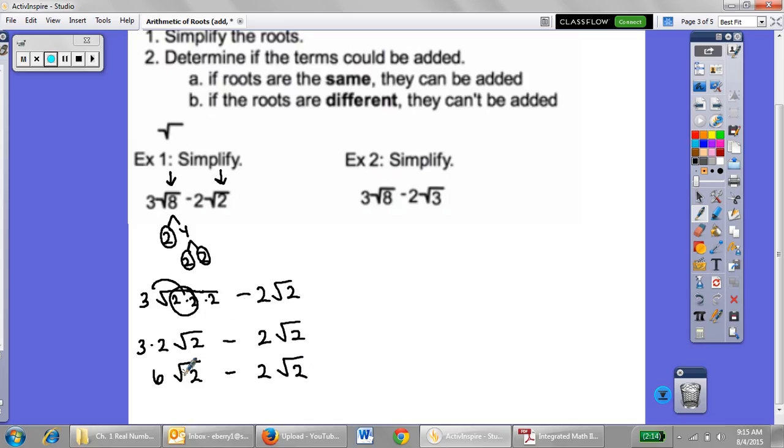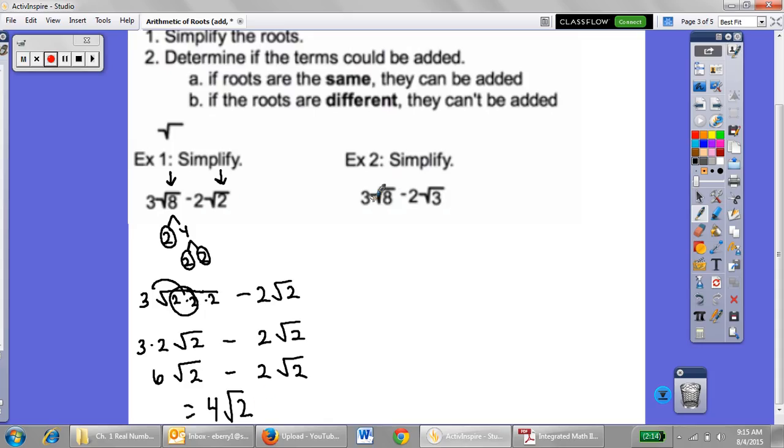After doing all of this simplification, now notice that we have the same number, 2, underneath the square root sign. Now we're allowed to add or subtract. It says subtract, so I'm subtracting 6 minus 2, which is 4, and I leave square root 2 just as it is. Let's go ahead and do example 2 in the same way.